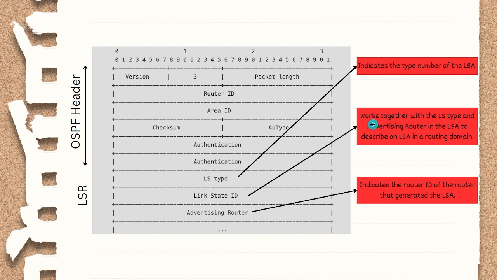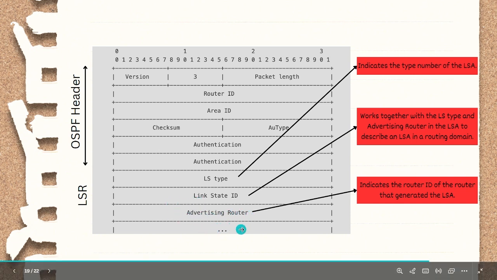Link state ID works together with the LS type and advertising router in the LSA to describe an LSA in the routing domain. Link state ID is nothing but the interface ID from which the packet is being sent. Then we have the advertising router, which is the router ID of the router sending the packet, and these fields are nothing but the LSAs that we are going to advertise. So this is the LSR packet format.